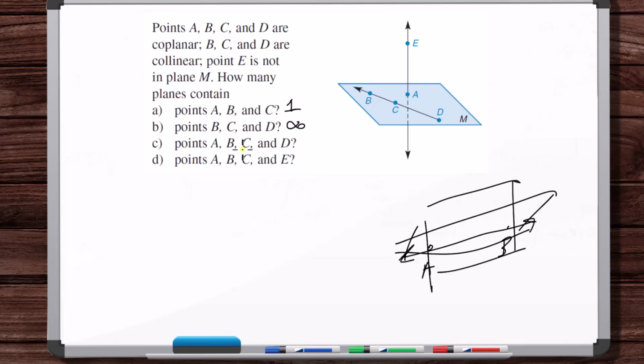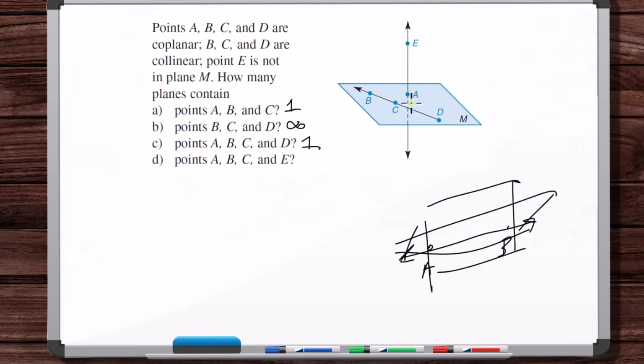What about points A, B, C, and D? Well, this is the same idea. There's redundancy here. A, B, and C are coplanar, but point D doesn't go in a unique direction. So it's one plane. Now, what about points A, B, C, and E? Not A, B, C, and D, but A, B, C, and E. So E replaces D. Well, E now goes in its own unique direction. So you've got four unique points here. How many planes can you draw through four unique points?